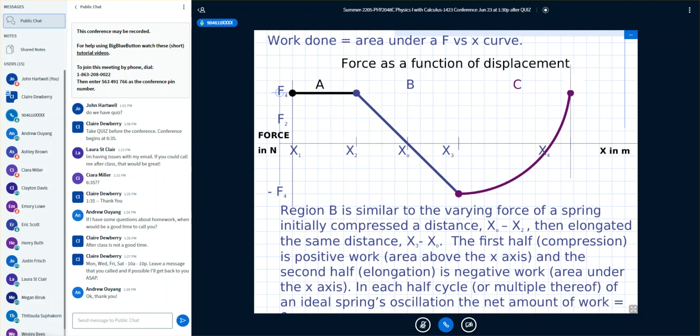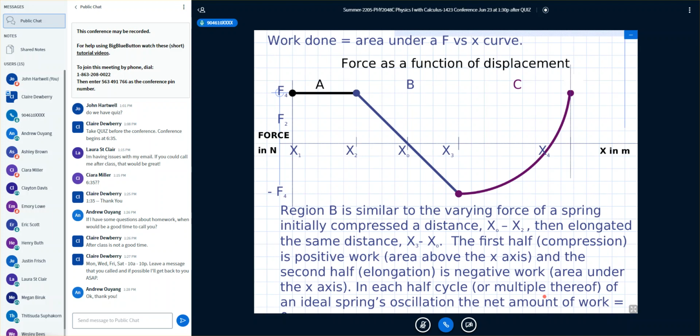The second region is similar to a varying force of a spring, and that's an ideal spring, meaning no internal friction between the coils. It was initially compressed with respect to the reference position X sub O, which means it was moved back toward the origin and then released, and it then began to elongate, having some velocity as it goes through its rest position.